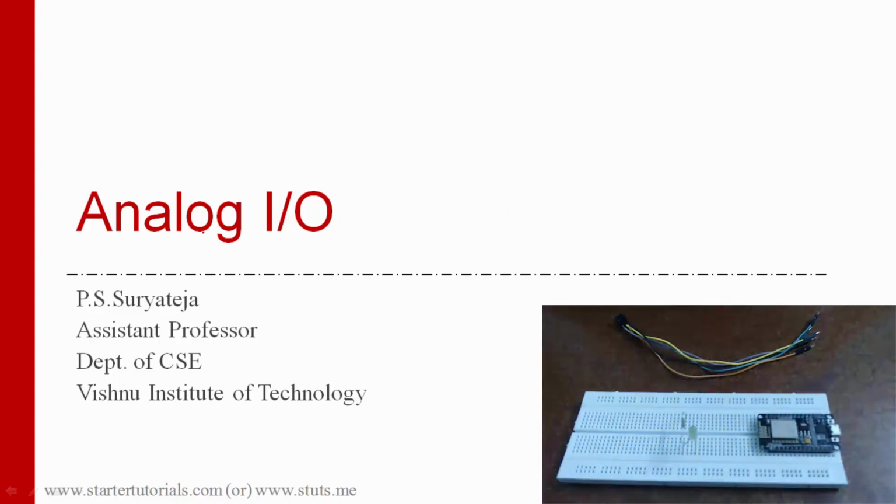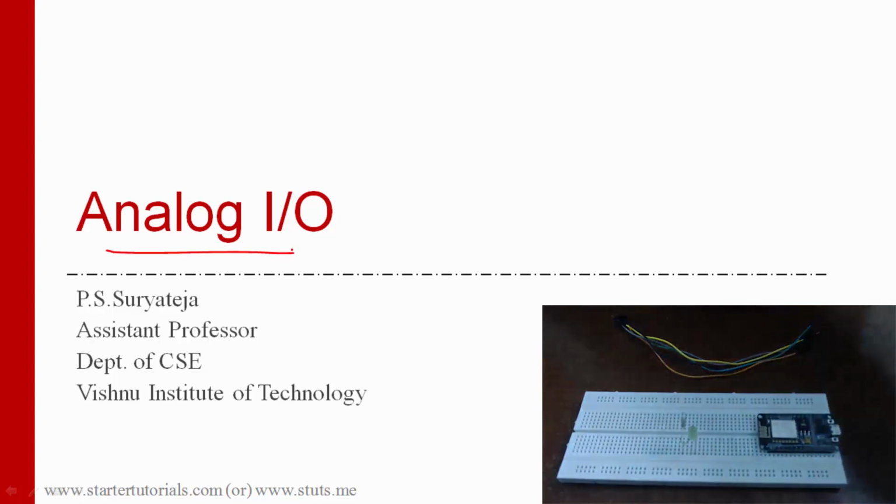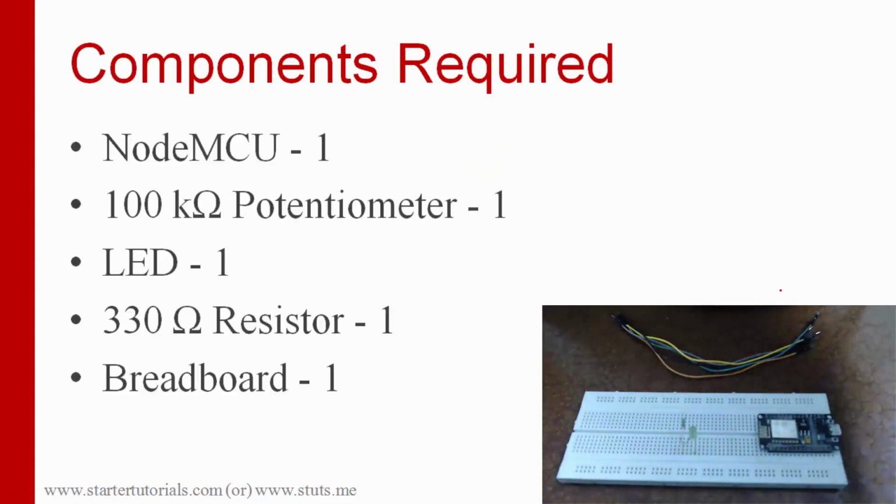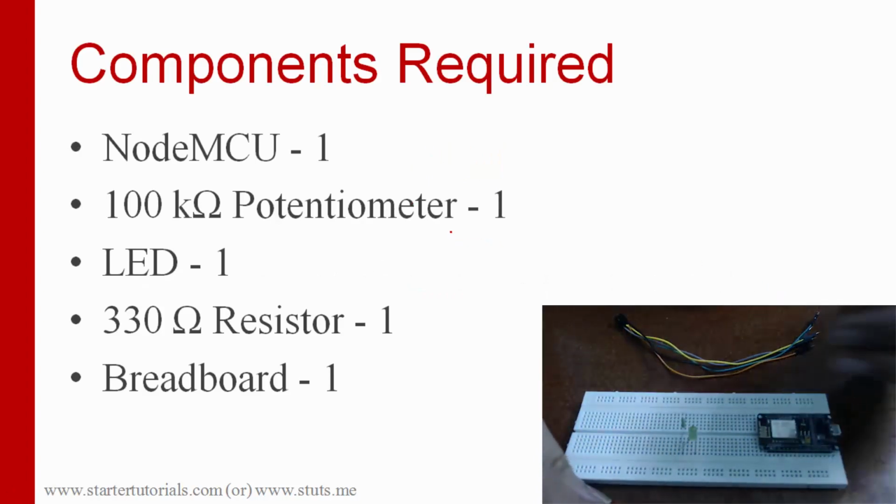Hello everyone. So this is the second experiment in IoT, Internet of Things. This one is about analog input output. The aim of this experiment is to demonstrate or implement analog input and output. What we are going to do in this experiment is use a potentiometer.